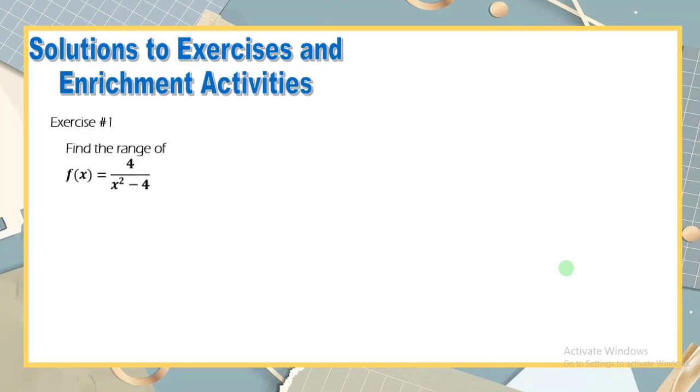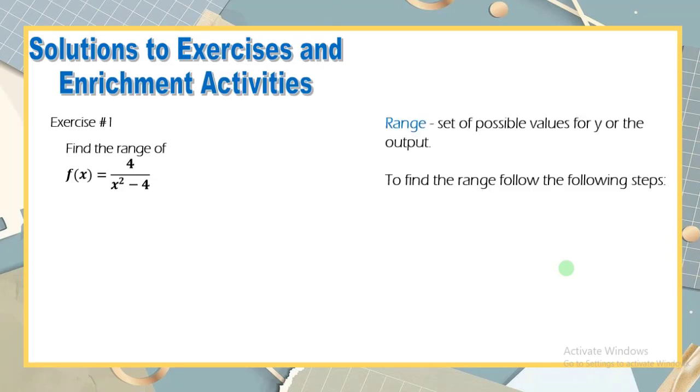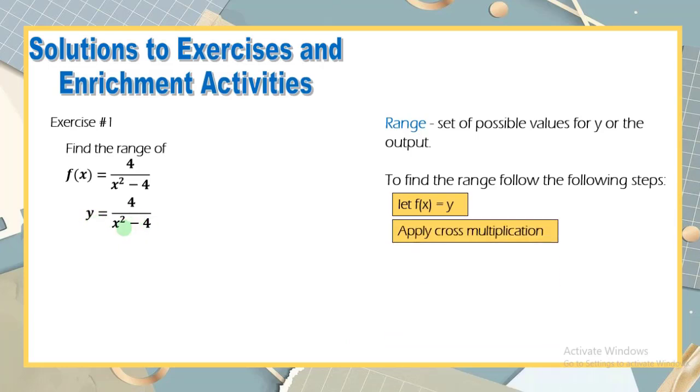Okay, let us proceed to the range. Find the range of f of x equals 4 divided by x squared minus 4. So range are the set of possible values for y or the output. To find the range, we follow these steps. First, let f of x equals y, or simply change f of x to y. So this will become y is equal to 4 divided by x squared minus 4.